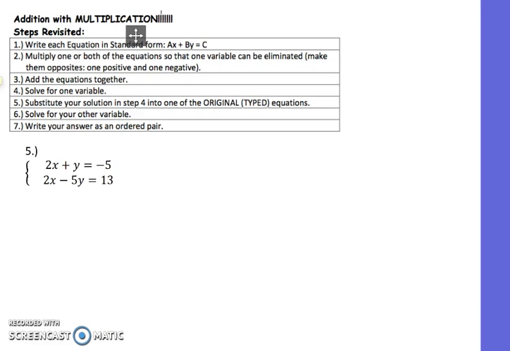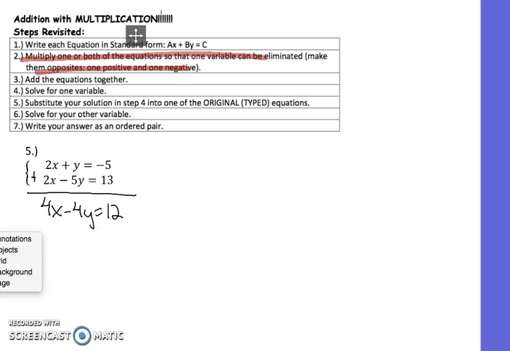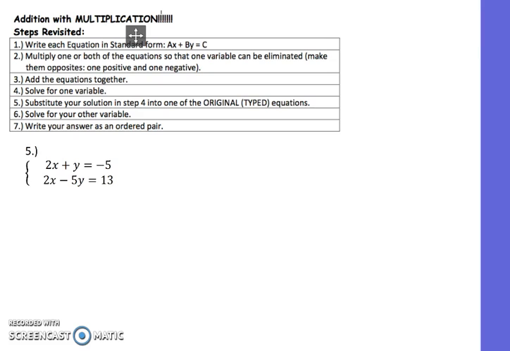Well, now let's take a look at number 5. I don't have any opposites here, so now we're going to have to do that middle step. Multiply one or both of the equations so that the variable can be eliminated. If I added these up, 2x plus 2x is 4x. y plus negative 5y is negative 4y equals 12. Nothing was eliminated. So don't you just wish that that 2 was a negative 2?